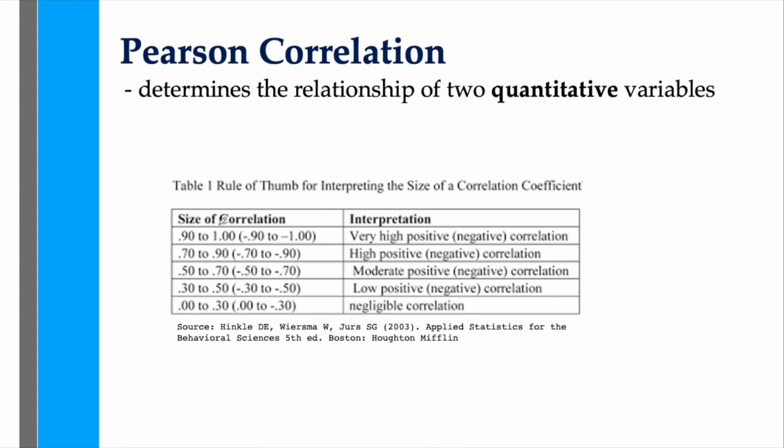Now, as a rule of thumb for interpreting the size of a correlation coefficient, here's a table showing the correlation value and its interpretation. A value of correlation from 0.9 to 1 is a very high positive correlation. And as the value gets closer and closer to 0, like 0.3 to 0.5, there's a low correlation.